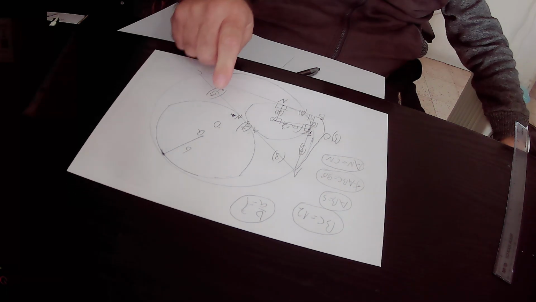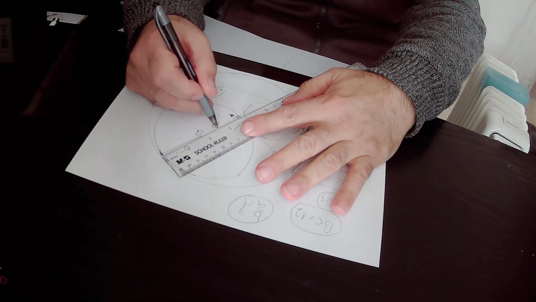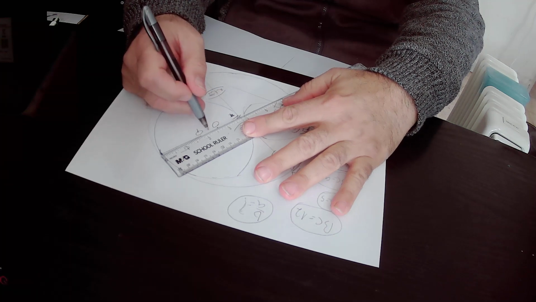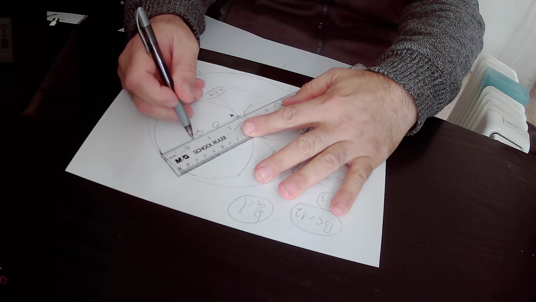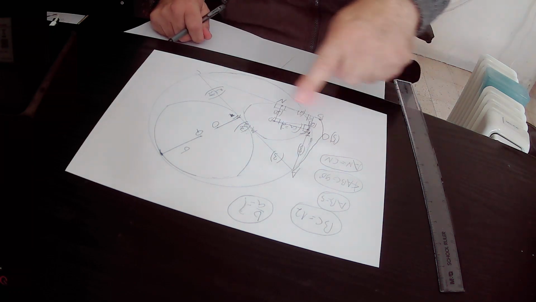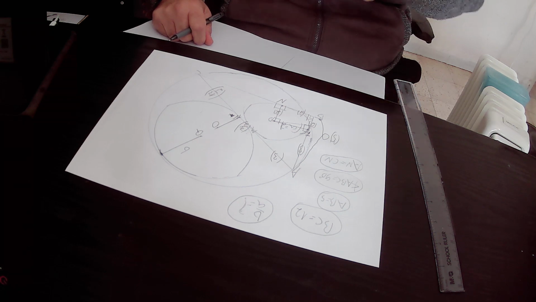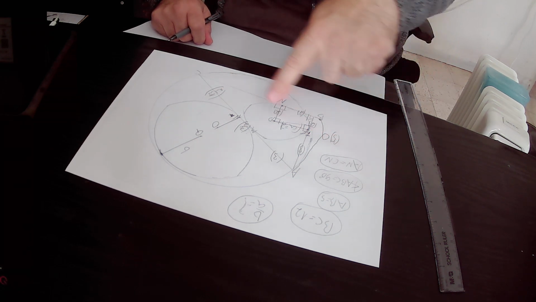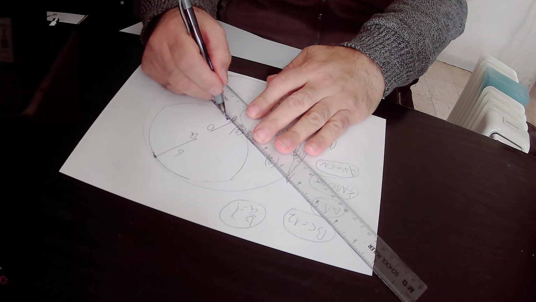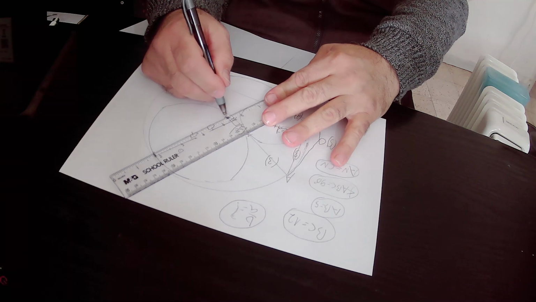Point O is the center of the bigger circle. We join points O and N together by a straight line. Line segment ON bisects chord AC. Why? Because AN equals NC. Therefore, according to rule number 7, line segment ON will be also perpendicular to AC. So if ON is perpendicular to AC, it means that this angle will be equal to 90 degrees. This angle will be also equal to 90 degrees.